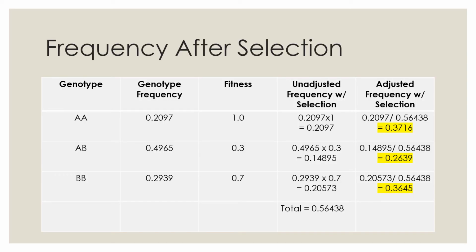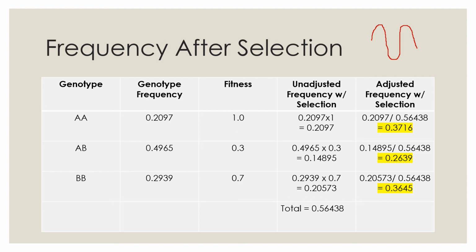Here's the mathematical way to show this type of frequency after selection and taking fitness into account. And we'll get these frequencies after the selection, and you'll see a higher distribution of AA, a lower distribution of AB, and a higher distribution of BB, getting that distribution chart we showed earlier.